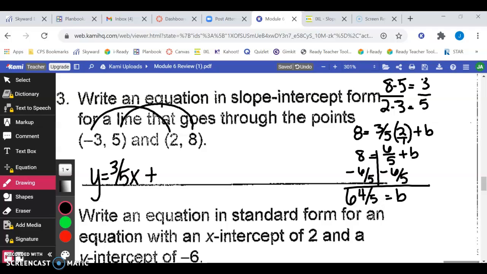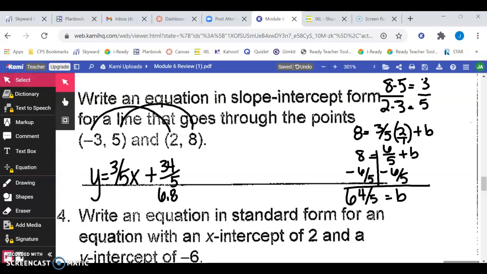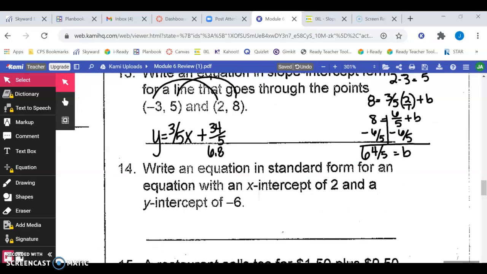So if I made that improper, 34/5, because we want 6 4/5, we can't do, we could write 6.8 if we wanted to. So one of those 2 ways, just don't leave it 6 4/5 because it might get mistaken for 64/5 and that sort of thing.